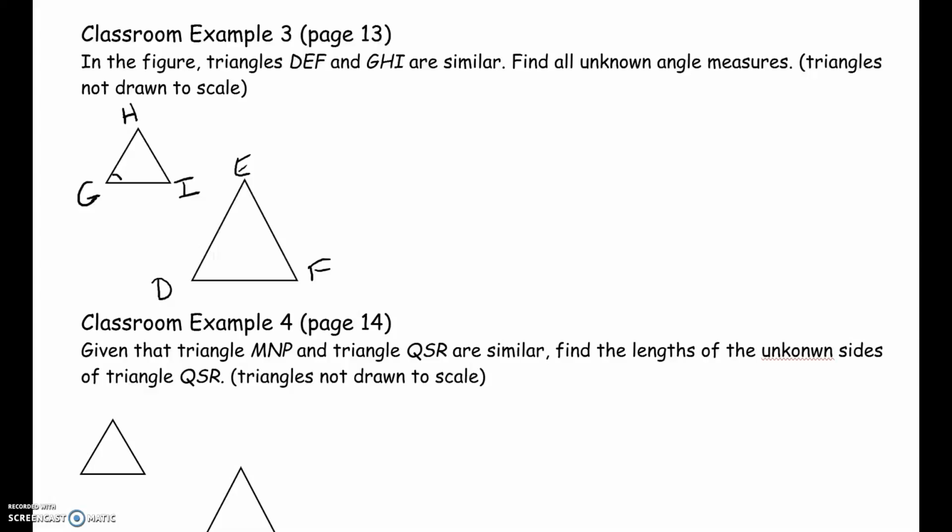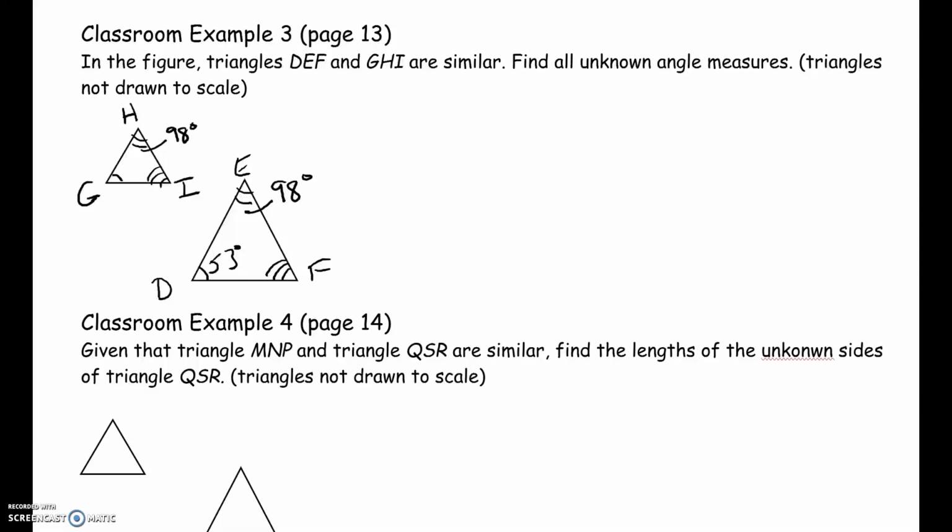So we know that angle G is congruent to angle D, angle H is congruent to angle E, and angle F is congruent to angle I. The other thing that I'm given is that angle D is 53 degrees and angle E is 98 degrees. I also know that angle H is 98 degrees. So I want to find all the unknown angles, G, I, and F.